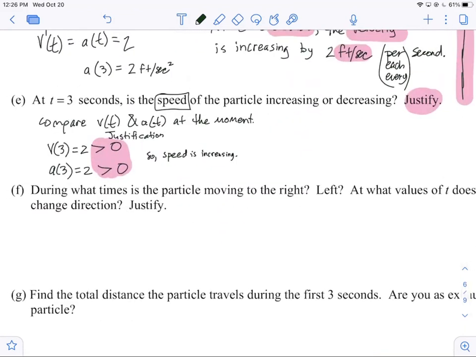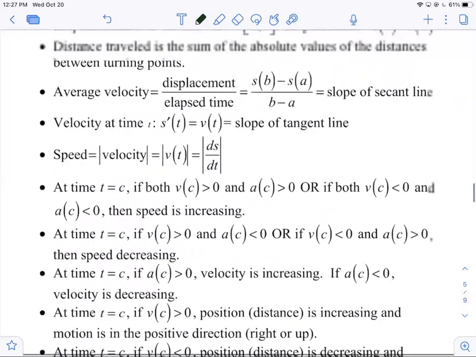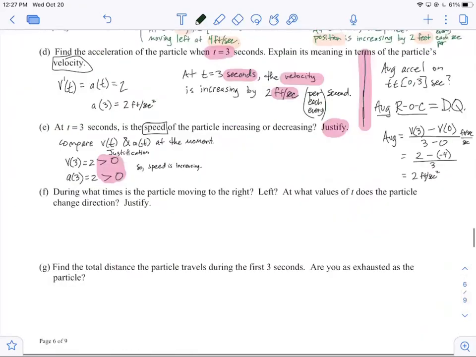All right. Now I'm going to show you another way to justify speed increasing or decreasing when you have the graph of velocity. But right now we don't. So that's how we're going to do it. Okay. Questions on that? There's a summary up here if you want to read it, right? But it's all about the sign.